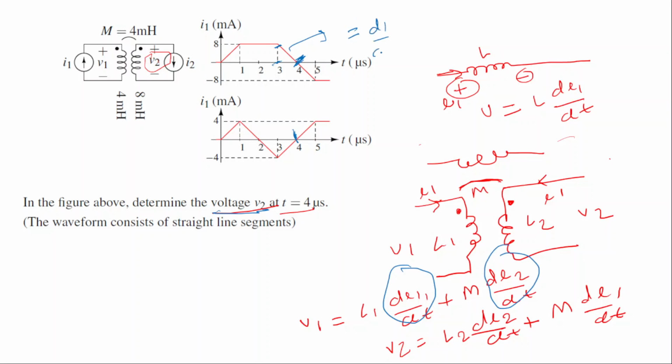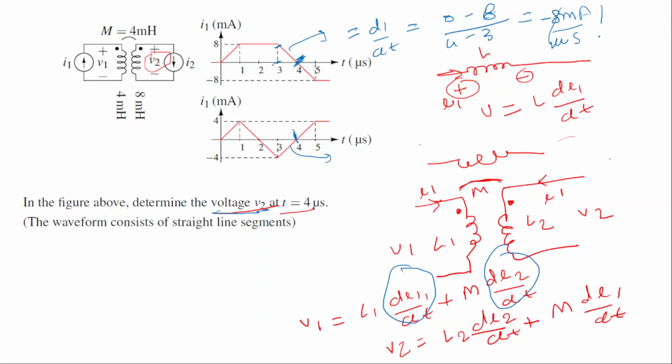The slope di1 by dt will be equal to (0 minus 8) divided by (4 minus 3), which is minus 8. This slope at time t equals 4 is in milliampere per microsecond.